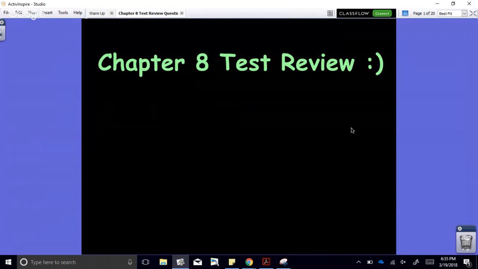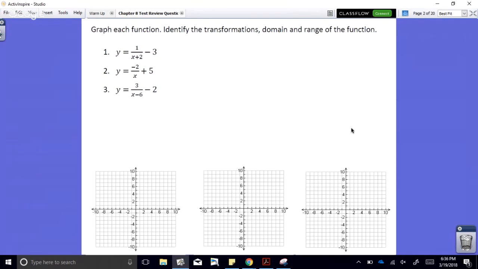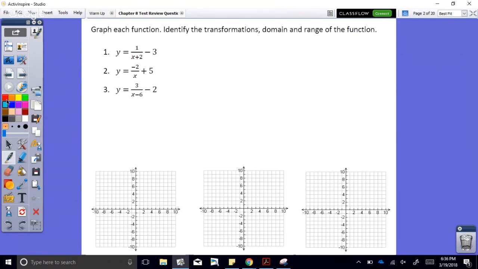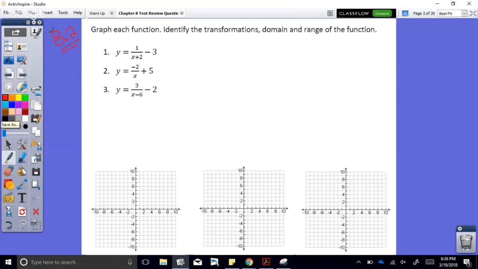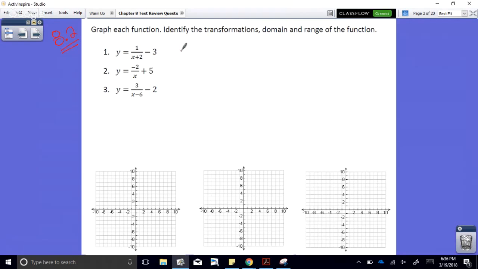Going to go through some of the Chapter 8 test review solutions. Okay, starting with 1, 2, and 3. And if you look at the handout that I gave you in class, 1, 2, and 3 come from 8.2. So if you're looking at your notes, these come from 8.2.